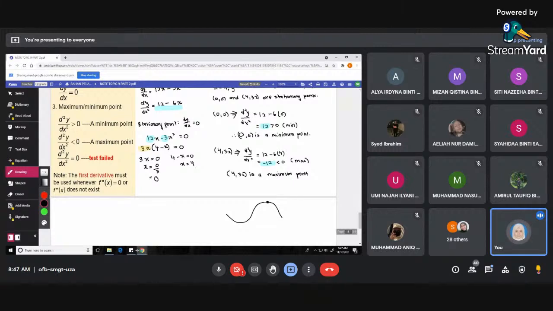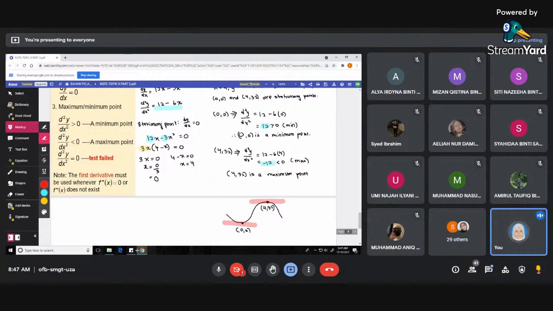Maksudnya dia ada 2 titik. Pertama, titik dia adalah (0, 0). Yang kedua, titik dia adalah (4, 432). Maksudnya, yang awak cari tadi adalah pada stationary point. So, titik pada stationary point adalah dy/dx equal to 0. So, jadi horizontal lah.